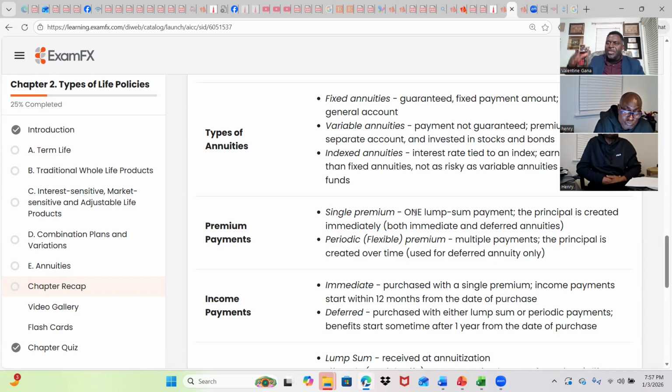So for premium payments, you can get an annuity by doing a rollover, which is called a single premium annuity. Let's say you have an old 401k plan or an old retirement plan, and you roll it to create the annuity. That is called a single premium or lump sum annuity. You can also contract with the annuity company to be making payments into your contract towards building that annuity.